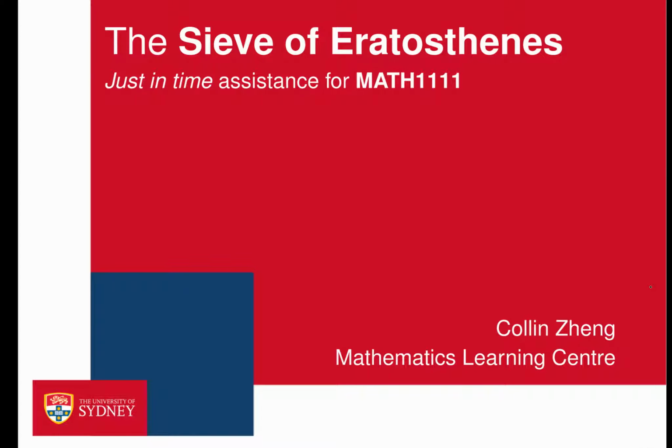Hi, I'm Colin. We're going to use a procedure or algorithm called the sieve of Eratosthenes to find all the prime numbers between 1 and 100.